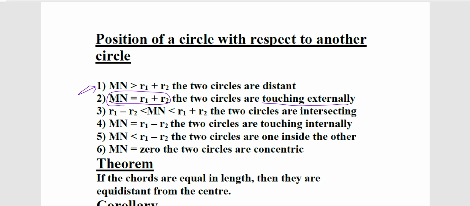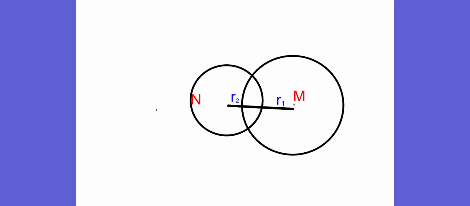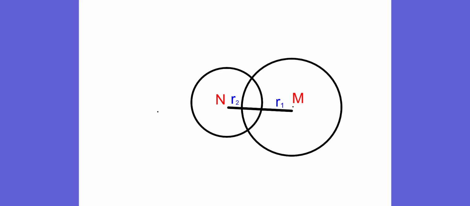The third position is MN lies between the difference between the two radii and the sum of the two radii. Here the two circles are intersecting like this figure. Circle M and circle N are intersecting in 2 points. And the line of center passes through a common chord. This line is called the common chord between the two circles.